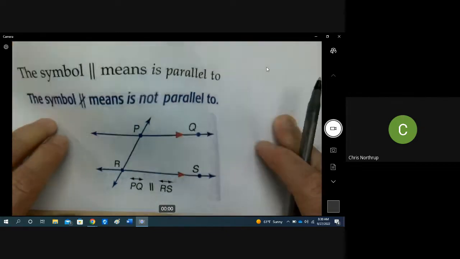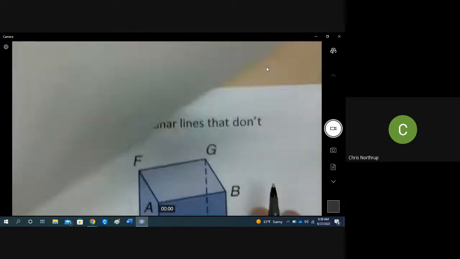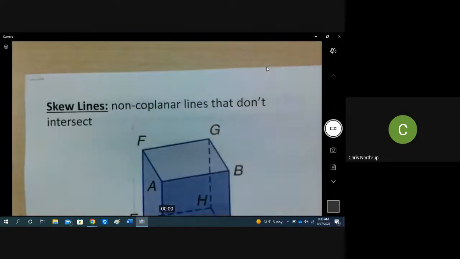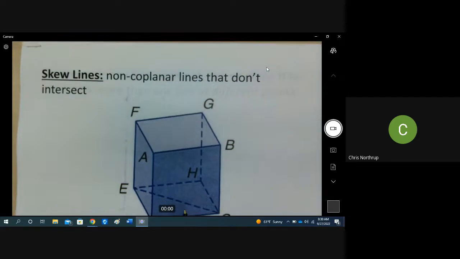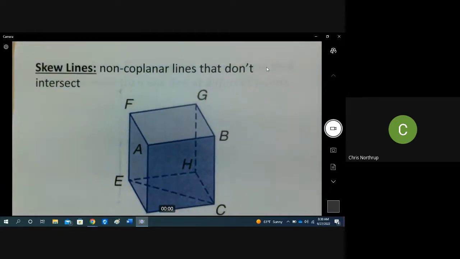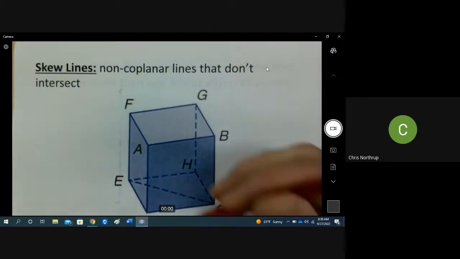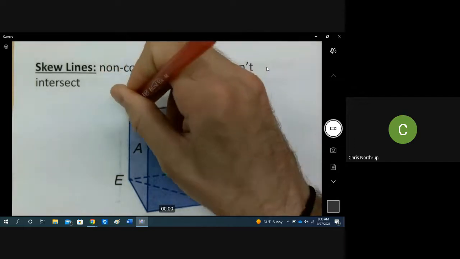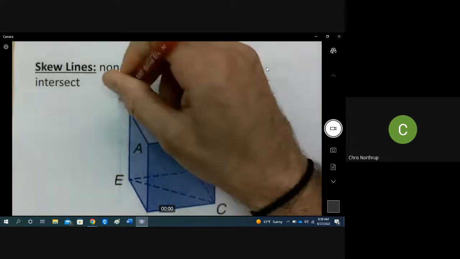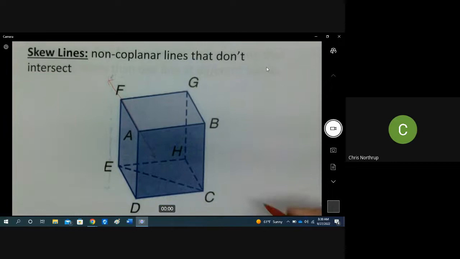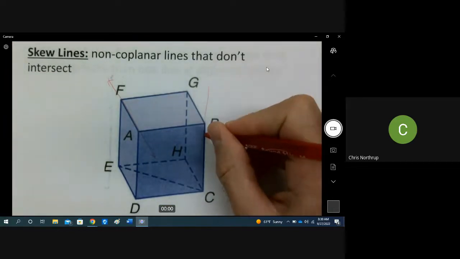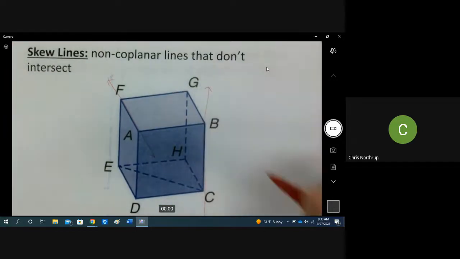Another pair of lines that are never going to meet are called skew lines. So skew lines, they're non-coplanar lines that don't intersect. Taking a look at this diagram here, if you were to look at the line passing through FA, kind of coming forward and backward, and then the line passing through BC, those two lines exist in two totally different planes, and they will never meet each other.